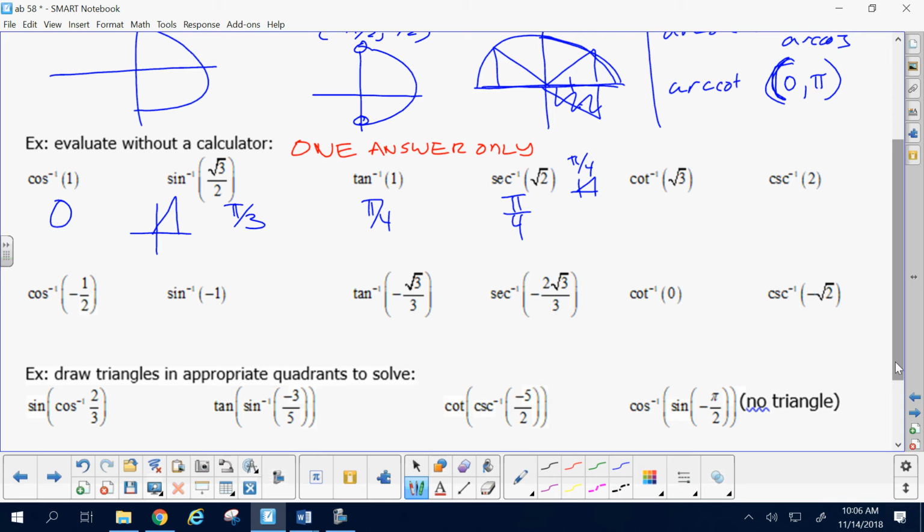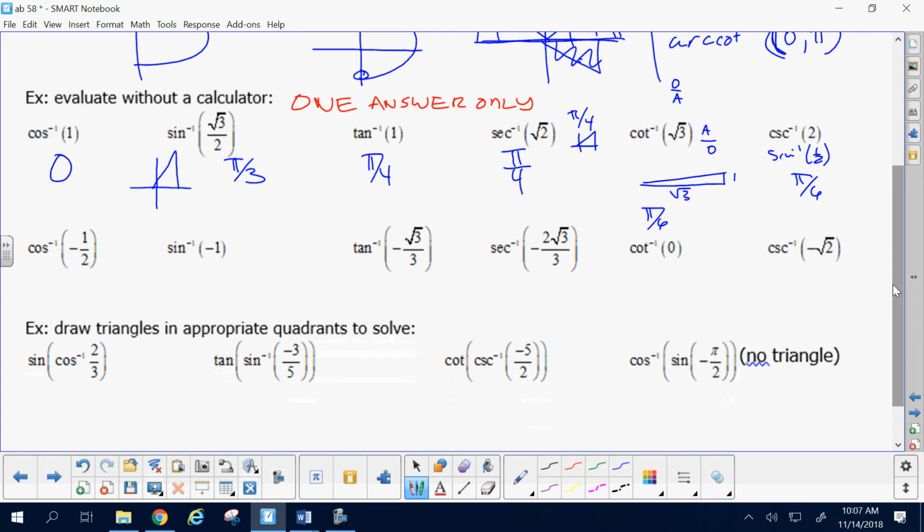Inverse cotangent of root 3. This is where I think visually. Tangent is opposite to adjacent, so this is adjacent to opposite. If the adjacent is root 3, then the opposite is 1, that's a 30-degree angle, so that is pi over 6. Inverse cosecant of 2, that's like inverse sine of a half. Inverse sine of a half is pi over 6. How do we do? Those are the positives. Let's see how we do with the negatives.